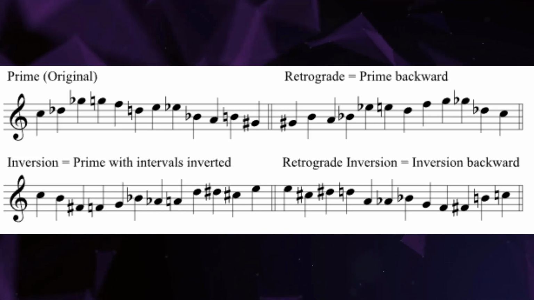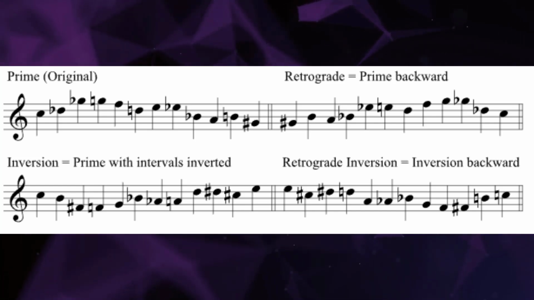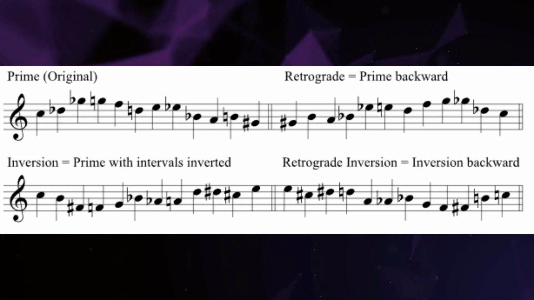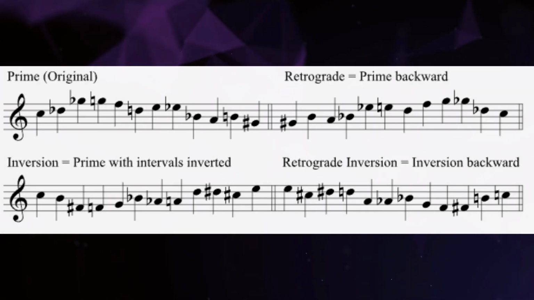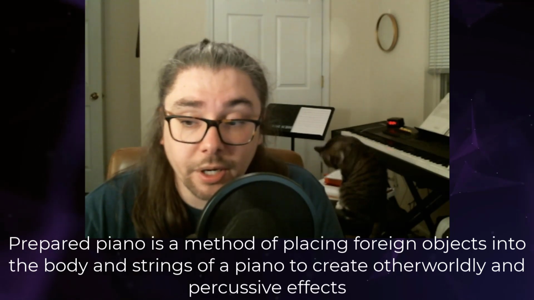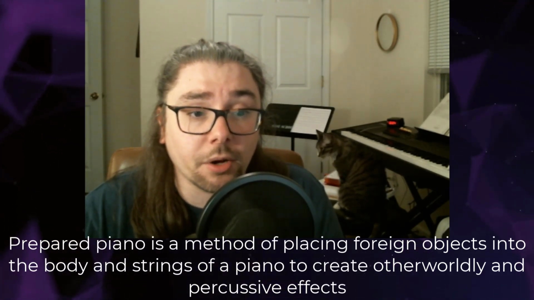The final function is the most complex and is retrograde inversion. To complete this function, you begin by inverting the intervals. You then perform that inversion in retrograde. Our final term is prepared piano. Prepared piano is a method of placing foreign objects into the body and strings of a piano to create otherworldly and percussive effects. And that's everything in the study guide.